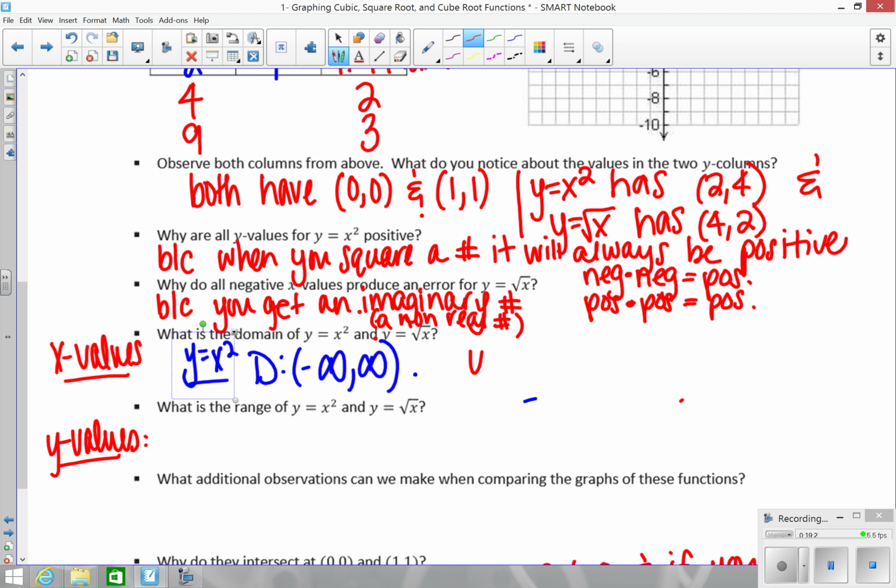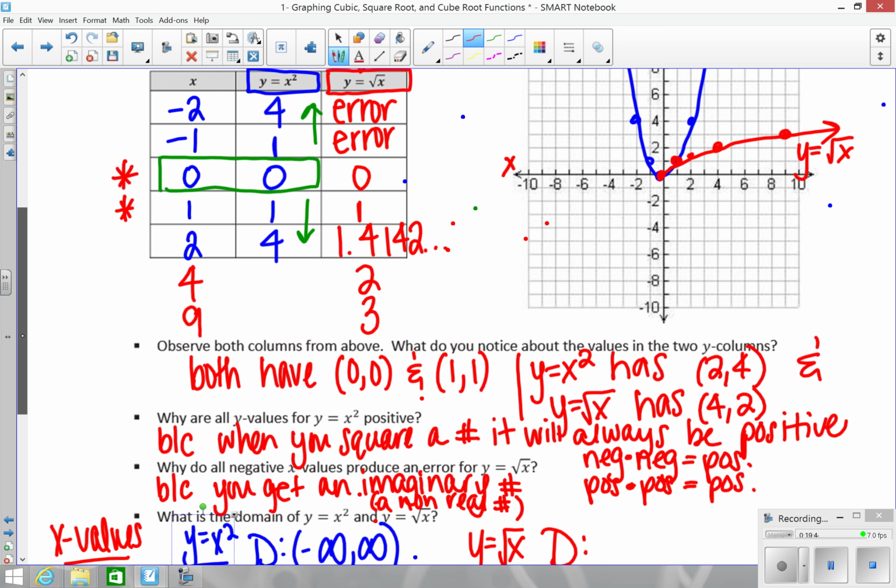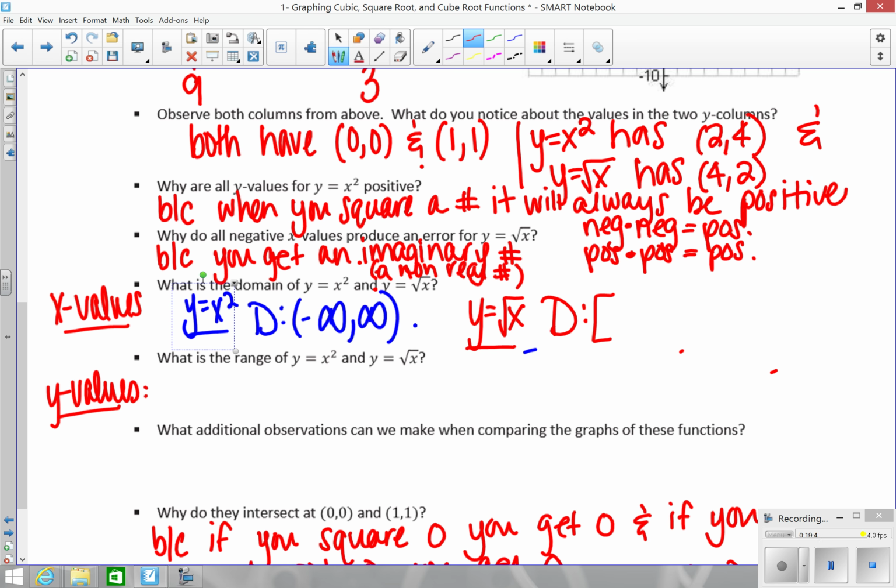where if we look at y equals the square root of x, we will never include negative numbers, because remember, if you plug in negative numbers for x, you got errors. So that means the smallest x value, where it starts, is at 0, but it'll always include all the positive numbers. So this is going to be a square bracket around 0, because we include 0, all the way to positive infinity.